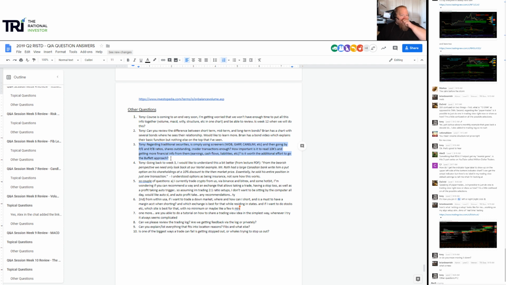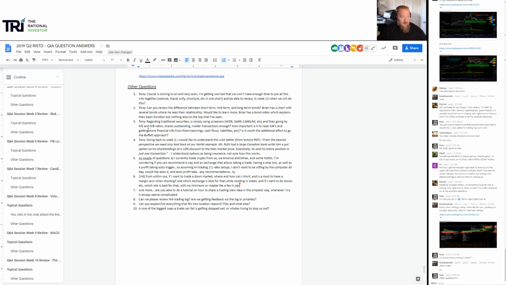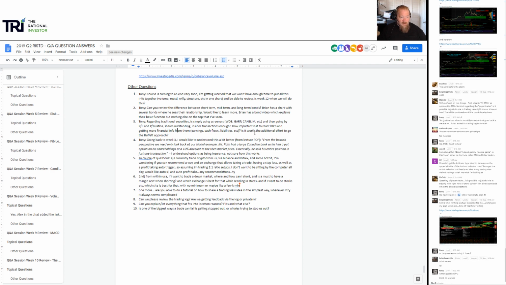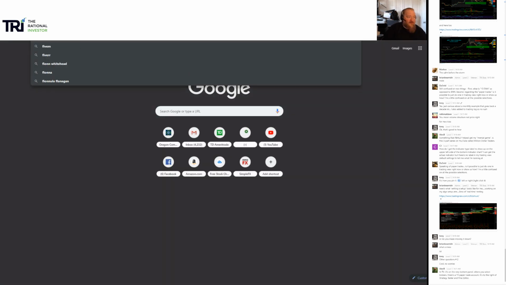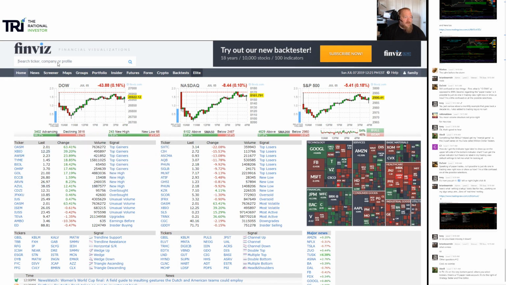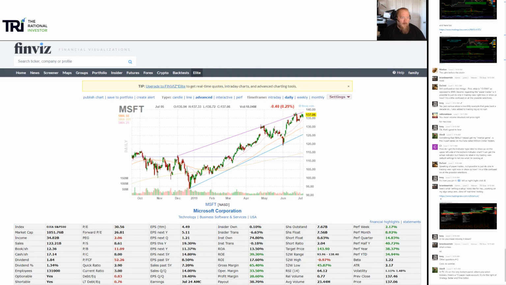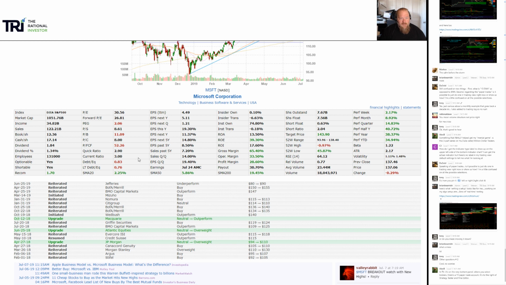All right. Regarding traditional securities or simply using screeners, and then going by P/E and P/B ratios, shares outstanding, transactions, how important is it to read the 10Ks? For the most part, this is what I use. I'll use my screeners, and then I'll look at the PE, the PEG, the PB ratios and shares outstanding. Basically the stuff, if you go to FinViz and we're looking at a particular asset, that's in this first financial splash is what I look at for the most part.